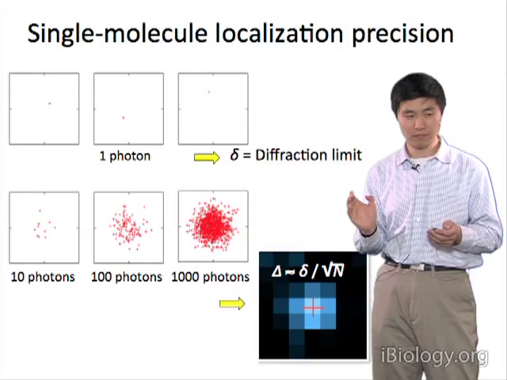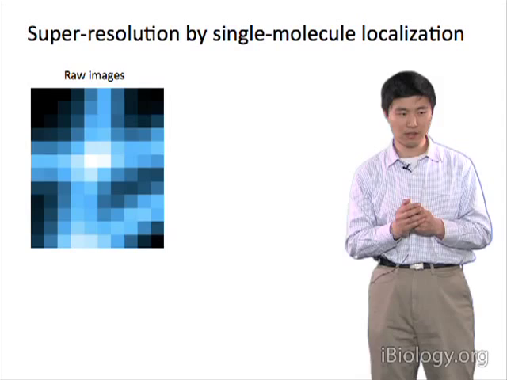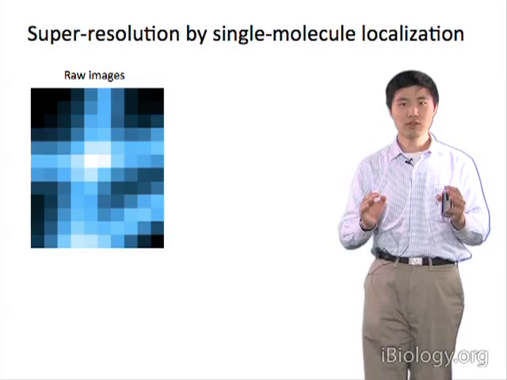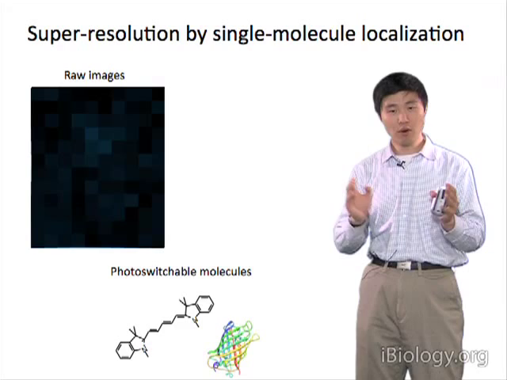But that's not everything. In a real image, we can have hundreds and thousands of molecules. In this case, there's no way we can do single molecule localization. So a very important procedure to get a super-resolution image with single molecule localization microscopy is to have fluorophores that we can control, whether they are in a fluorescent state or in a dark state. These are fluorophores, either organic dyes or fluorescent proteins.